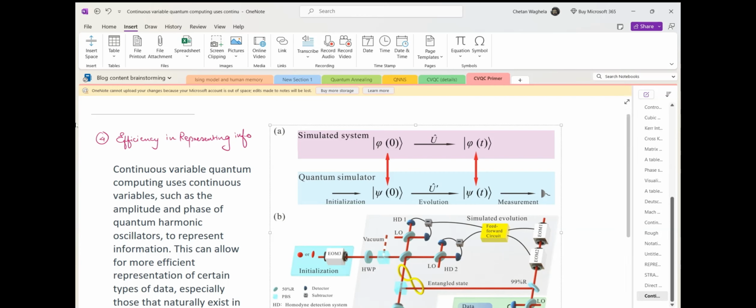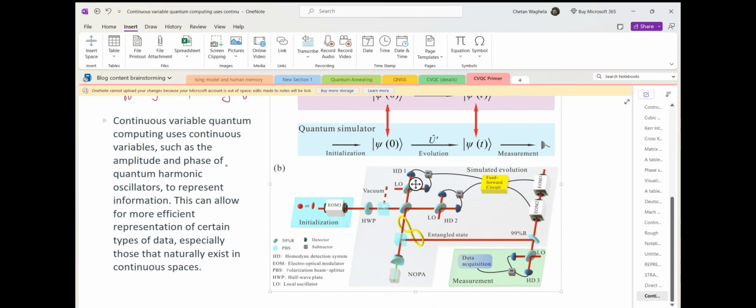Now the next advantage is that these systems are efficient in representing certain types of data. Continuous variable quantum computing uses continuous variables such as amplitudes and phase of quantum harmonic oscillators to represent information. Now this can allow for more efficient representation of certain types of data or certain types of quantum systems which are continuous in nature. So continuous variable quantum computing has an advantage in simulations of those types of systems.